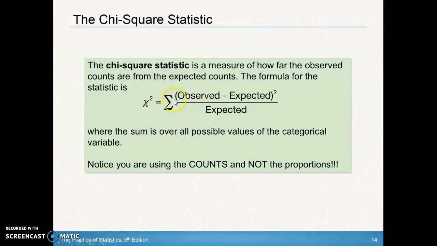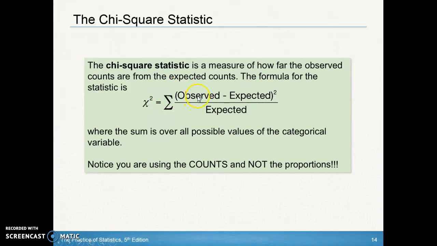Now, your formula for your chi-square statistic: you're taking your observed value, and this is for each individual one. You're taking your observed value, subtracting the expected value, that's why we have to calculate the expected value, squaring that answer and dividing it by the expected. So (O minus E) squared over E. Notice what this sigma means. That means you're doing this for each of them.